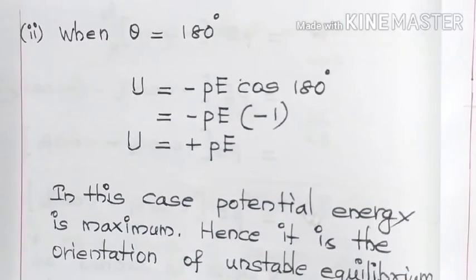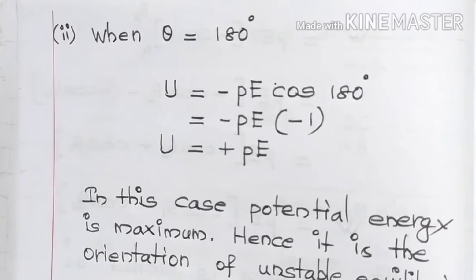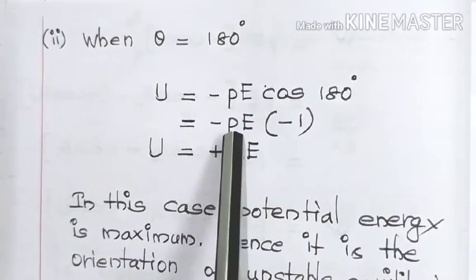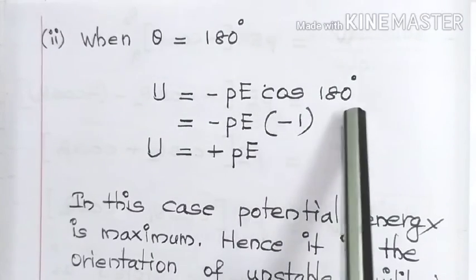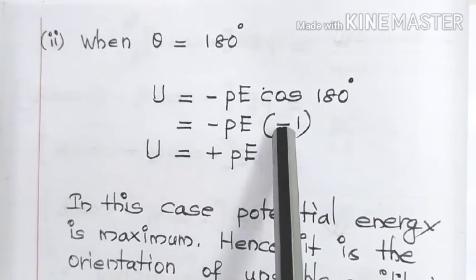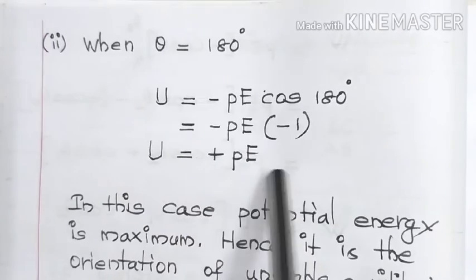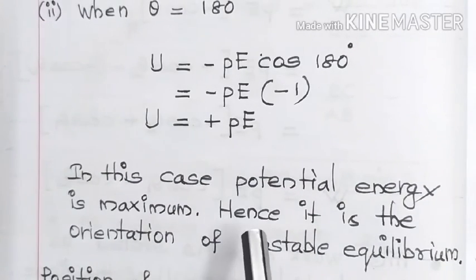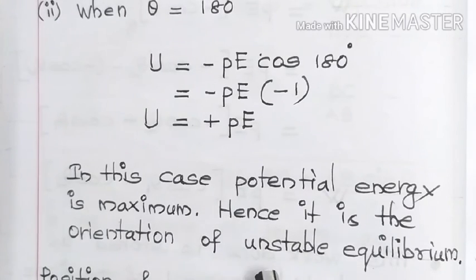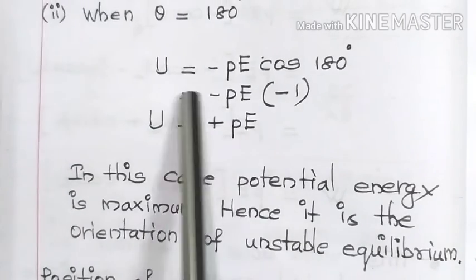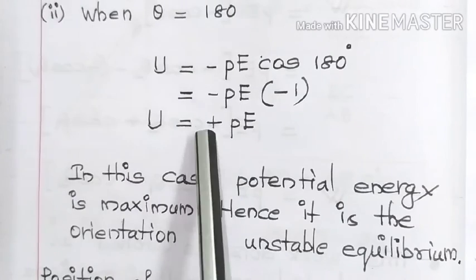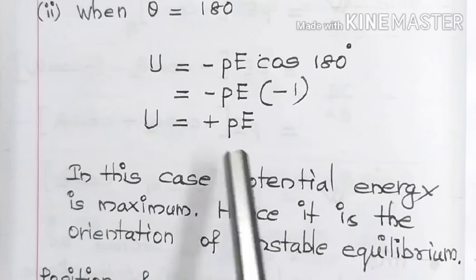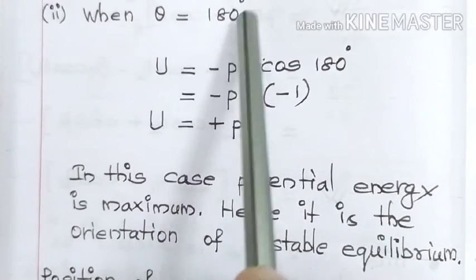Then, when theta is equal to 180 degree, U is equal to minus PE cos 180 degree. The value of cos 180 is minus 1. So minus into minus is plus. So U is equal to plus PE. In this case, the potential energy is maximum. Hence, it is the orientation of unstable equilibrium. So the condition for unstable equilibrium is U is equal to plus PE. In other words, theta must be 180 degree.